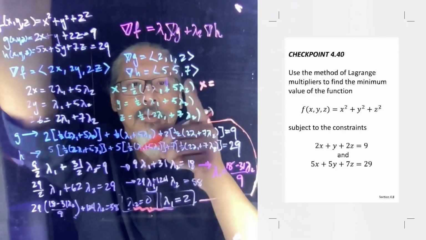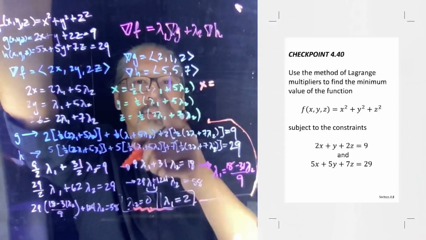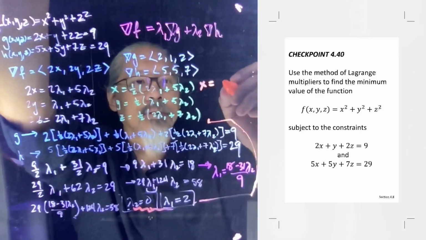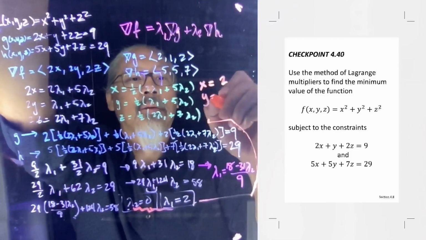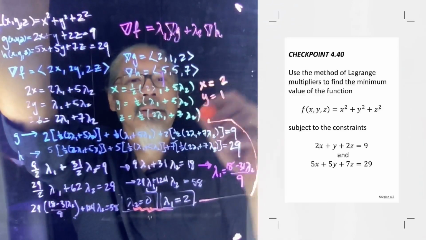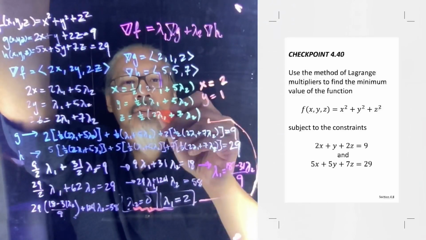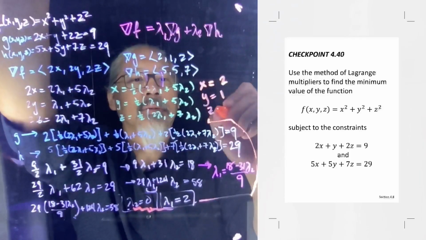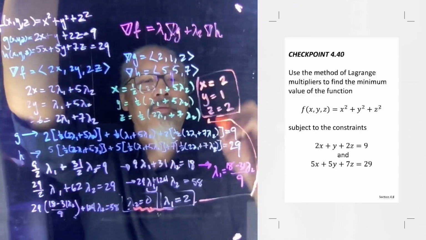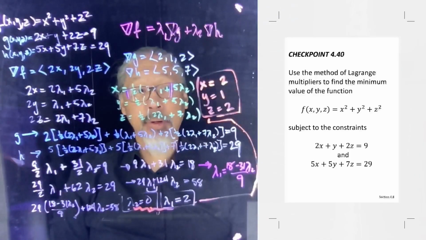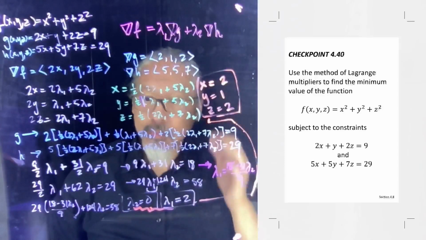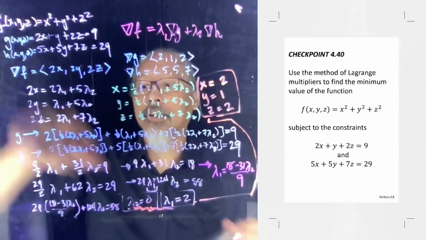So 0 in for lambda 2 and 2 in for lambda 1. This will give us x is equal to 2, y is equal to 1/2 times 2, that's just 1, and z is equal to 2. So we have these three values that we really want, and so we'll put that back into the original equation here.